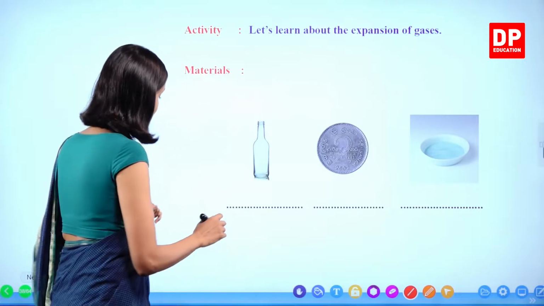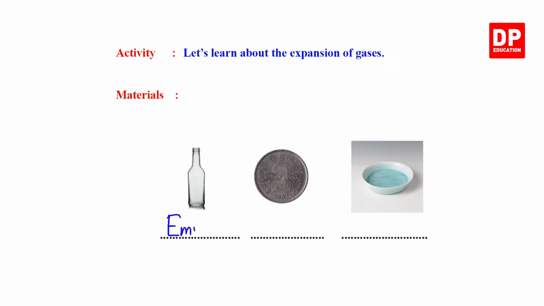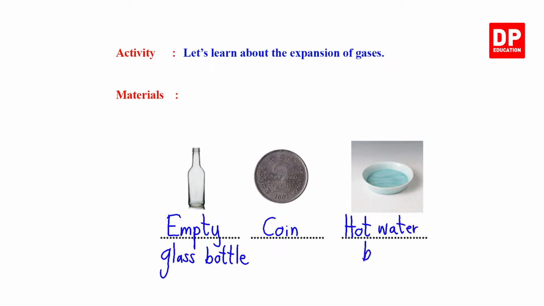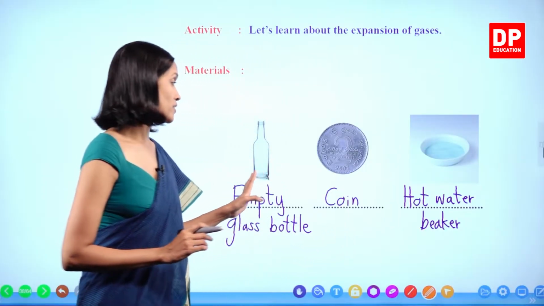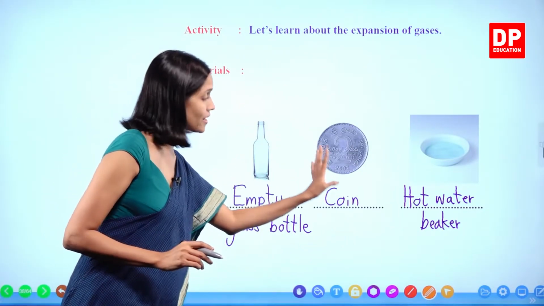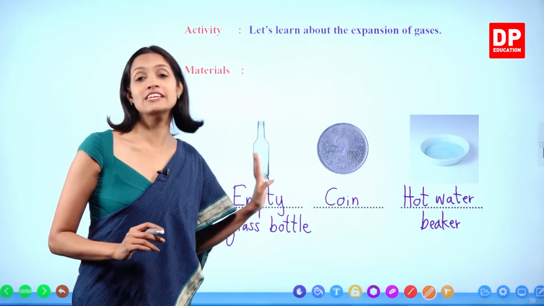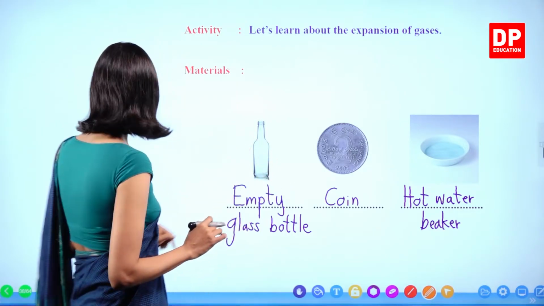Okay, let's label. Empty glass bottle, we need a coin and a hot water basin or hot water beaker. Right, now I'm going to explain the activity. You all can do this activity at home very easily. Okay, let's see how to do that.